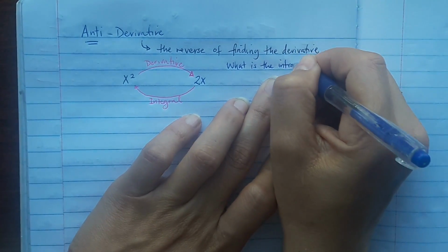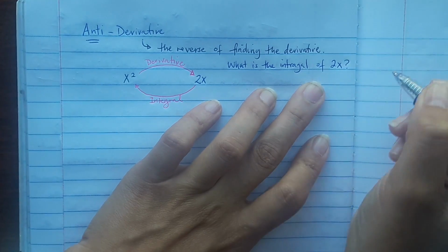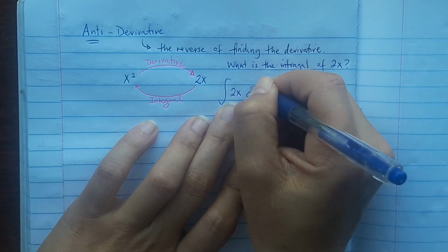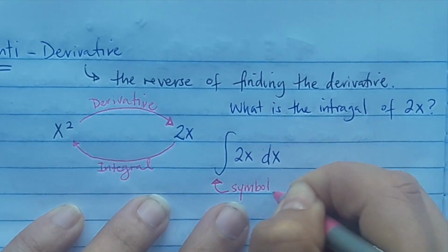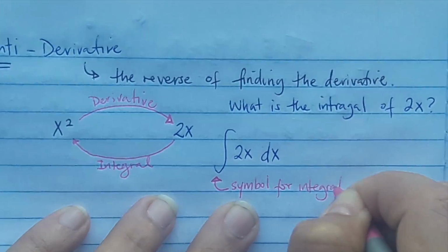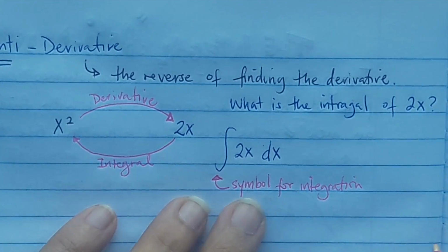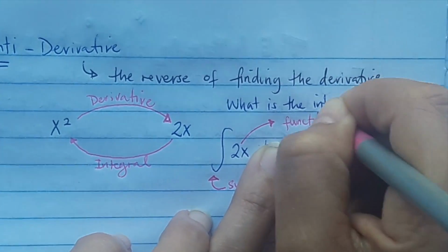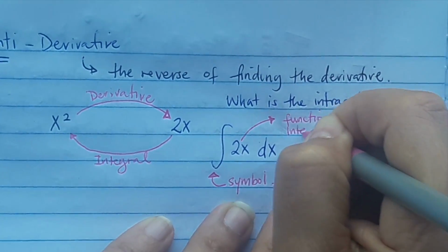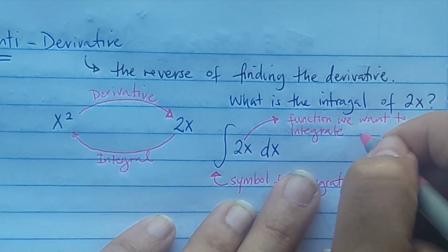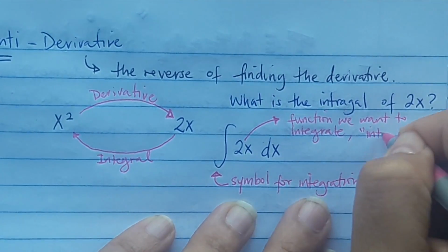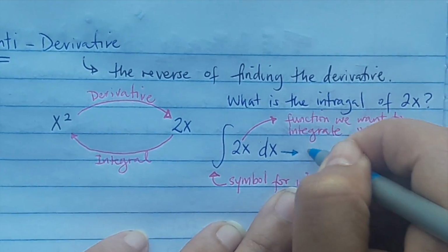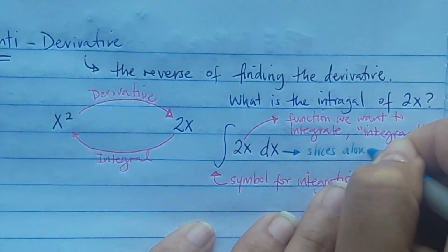So what is the integral of 2x? We're going to go over a couple of definitions. That is the symbol for integral. Then you have the function, and then you have the change in slices. So let me go ahead and label. That's the symbol for integration. It's like a long S, or stretched out S. And then 2x would be the function we want to integrate, and it's actually called an integrand. And then dx is the slices along the x-axis approaching 0 in width.